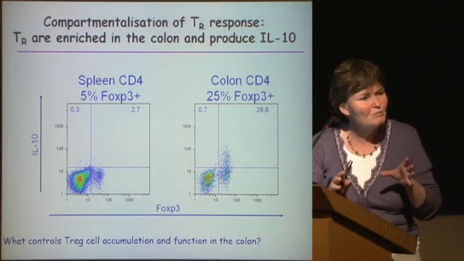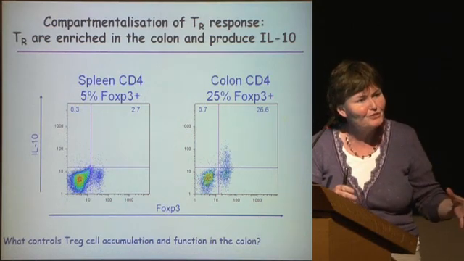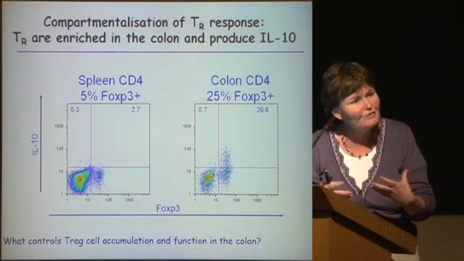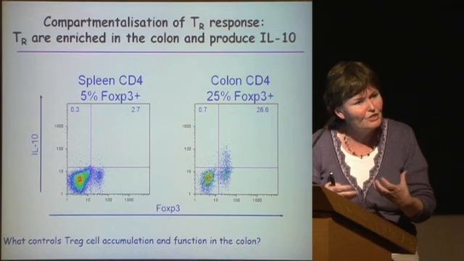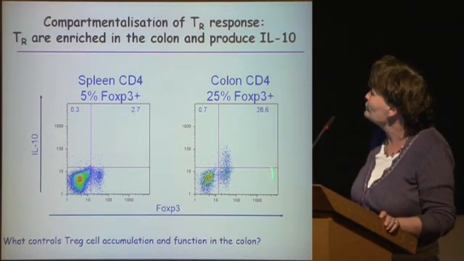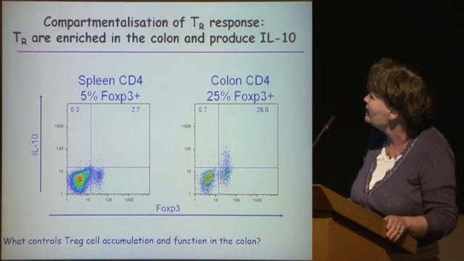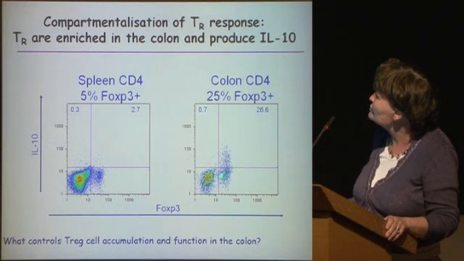And here I just want to make a point to you that there are regulatory T cells and regulatory T cells, and there seems to be some functional adaptation of regulatory T cell function in the intestine, and that involves their ability to start to produce interleukin-10. So this is looking at IL-10 staining amongst FOXP3 positive cells.